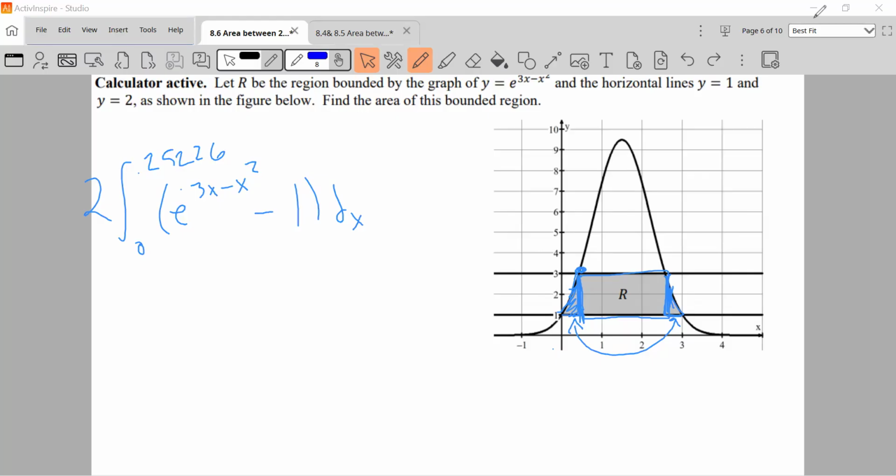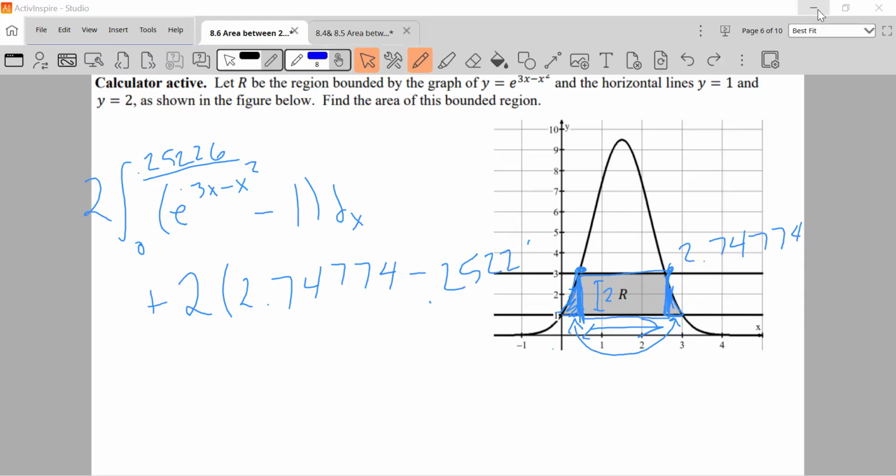Then for this rectangle, I know the height of the rectangle is 2. And then this width is what we're trying to figure out, which is going to be this 0.25226 all the way up to this intersection point. And that intersection point is 2.74774. And so what I can do here is just add this rectangle of height 2, width 2.74774 minus 0.25226. And again, we are able to do all of this in our calculator.